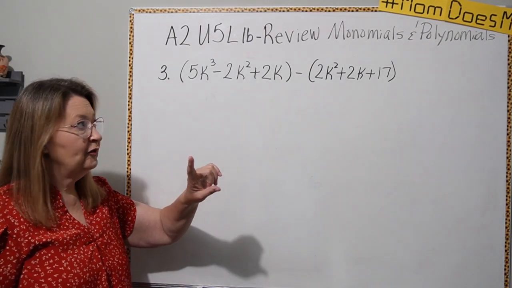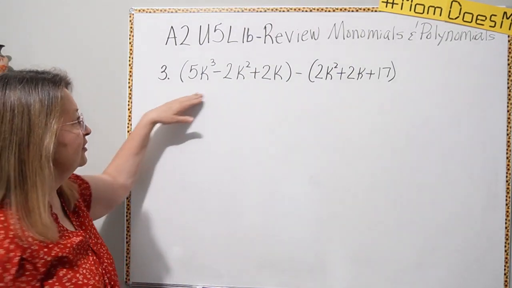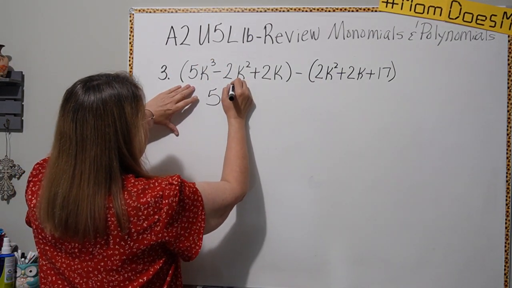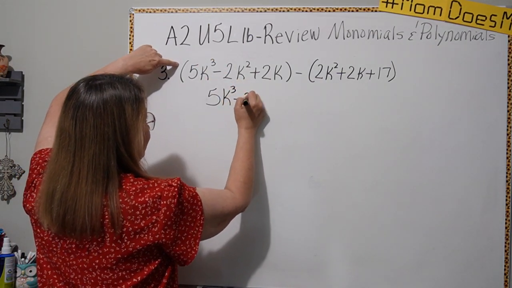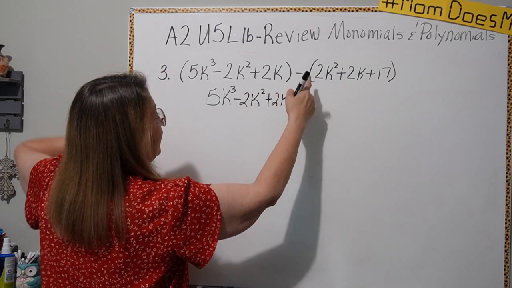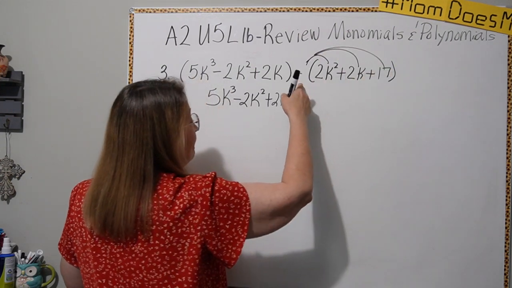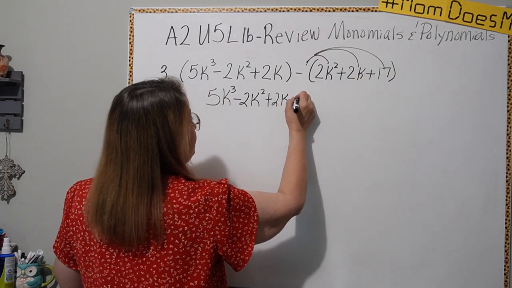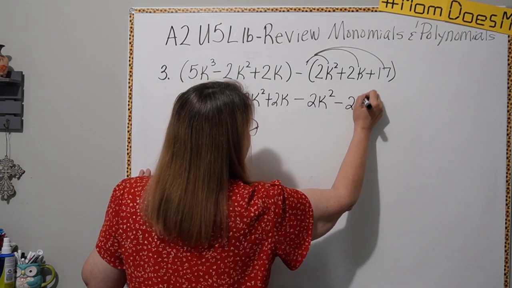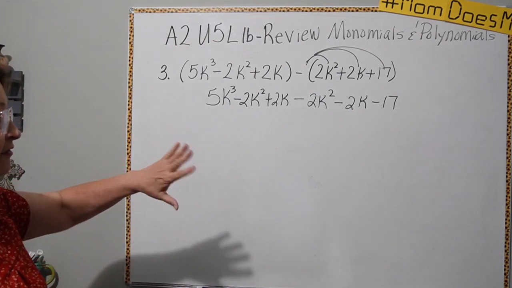Okay, for number 3, we're going to have to be careful because this one is subtraction. So nothing's going to change in this first set of parentheses. I'm distributing the positive 1 that's in front, even though you can't see it. So I'm just going to recopy it like it is. Now, when I distribute here, I am distributing that minus, the minus 1. So that's going to be minus 2k squared, minus 2k, and minus 17. It goes the opposite of everything.